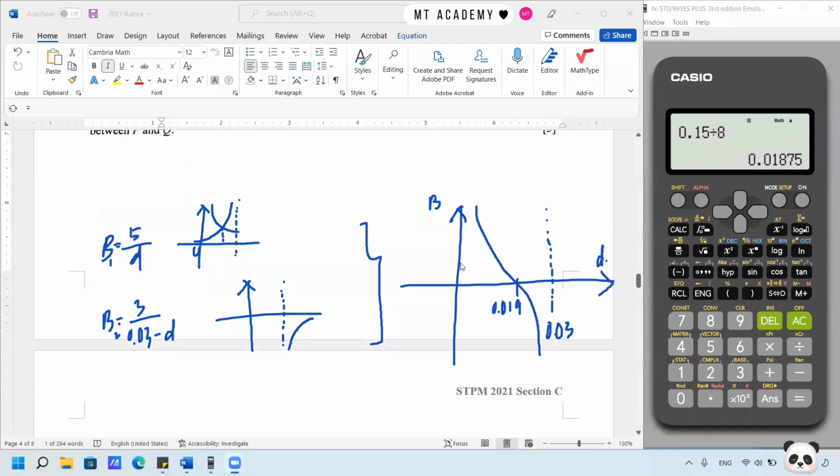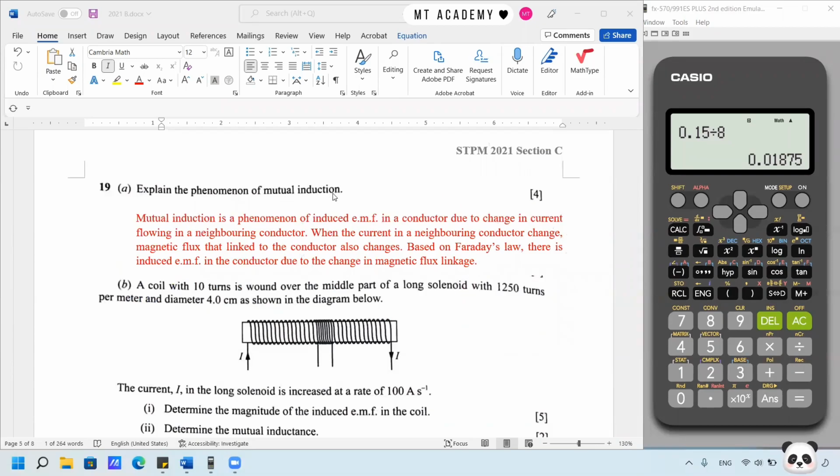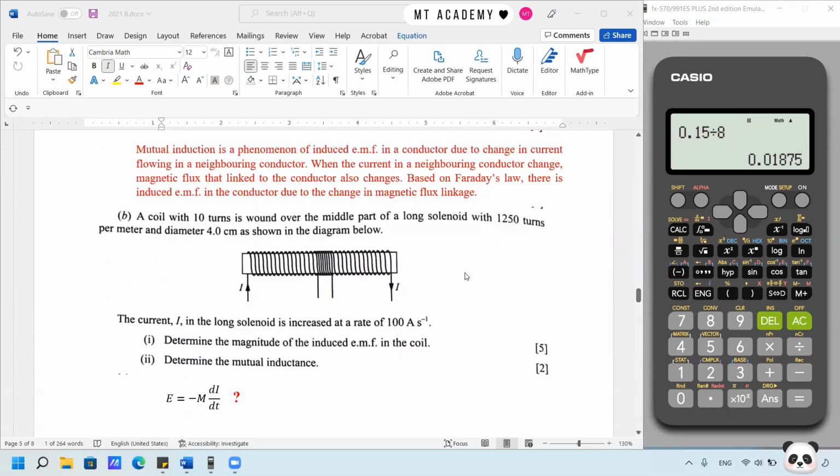We will proceed to the next question, 19A. Explain the phenomenon of mutual inductance, 4 marks. So you need to give a full explanation about mutual inductance. First of all, it is a phenomenon of induced EMF in a conductor due to change in current flowing in a neighboring conductor. This is a very important keyword, neighboring conductor. When the current in the neighboring conductor changes, the magnetic flux linking the conductor also changes. Based on Faraday's law, there is induced EMF in the conductor due to the change in magnetic flux linkage.